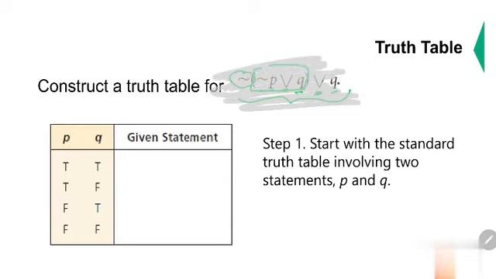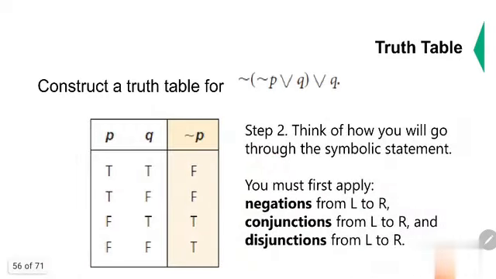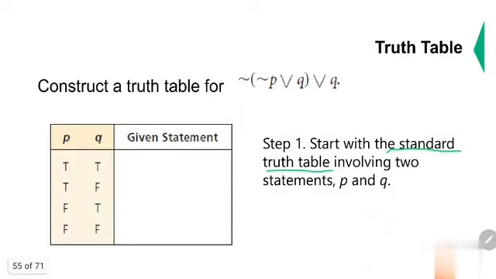So nakita mo na meron ka lang dalawang statements which are P and Q. So syempre, meron lang apat na possible combinations, di ba? P and Q ay parehong true, parehong false, or one of them is false. So, susulat mo yun dito sa kaliwa. Ang tawag doon, standard truth table. Okay? Tapos, gagawa ka ulit ng table sa kanan, katabi nun, doon mo lalagay yung given statement.